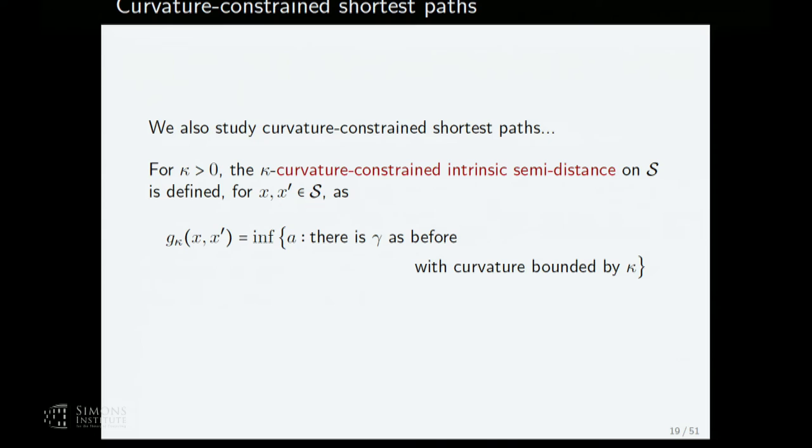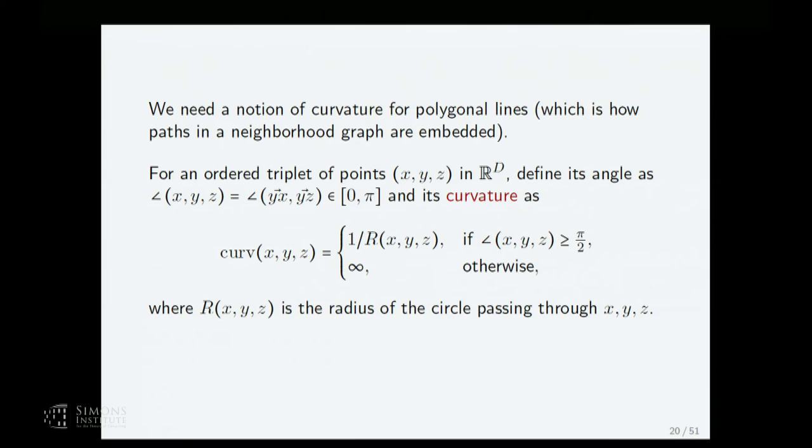And our hope is to do the same. So what we did so far is that we approximated the shortest paths on the surface with the shortest paths on the graph, which are embedded as polygonal lines. Okay. And we will want to do the same thing here. So what we need is a notion of curvature for polygonal lines. Okay. So this is the one we worked with.